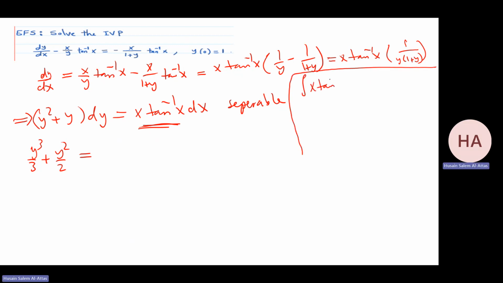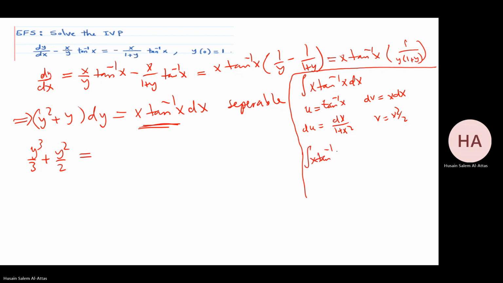Integral of x tan inverse of x dx. Yeah, u is tan inverse of x. dv will be x dx. So v is x squared over 2. Here du is dx over 1 plus x squared. So then it will be x squared over 2 tan inverse of x minus the integral of x squared over 2(1 plus x squared) dx.